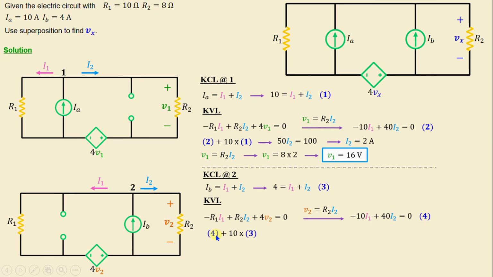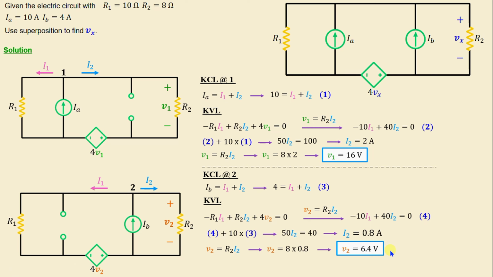Now, by performing 4 plus 10 times 3, we get 50 I2 is equal to 40. That means I2 is equal to 40 over 50. We get I2 is equal to 0.8 amps. And according to Ohm's law, we said that V2 is equal to R2 I2. If we replace R2 and I2 with their numerical values, we obtain V2 is equal to 6.4 volts.